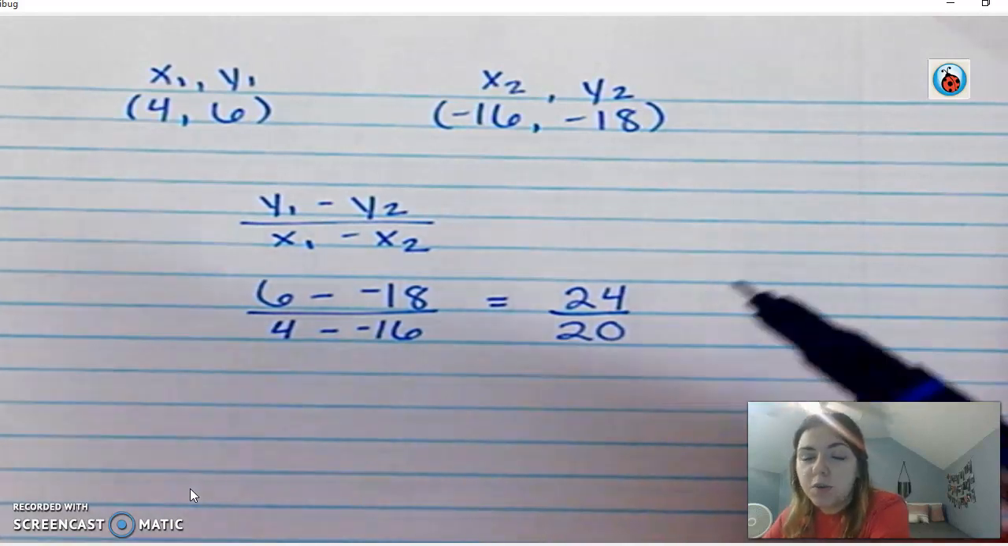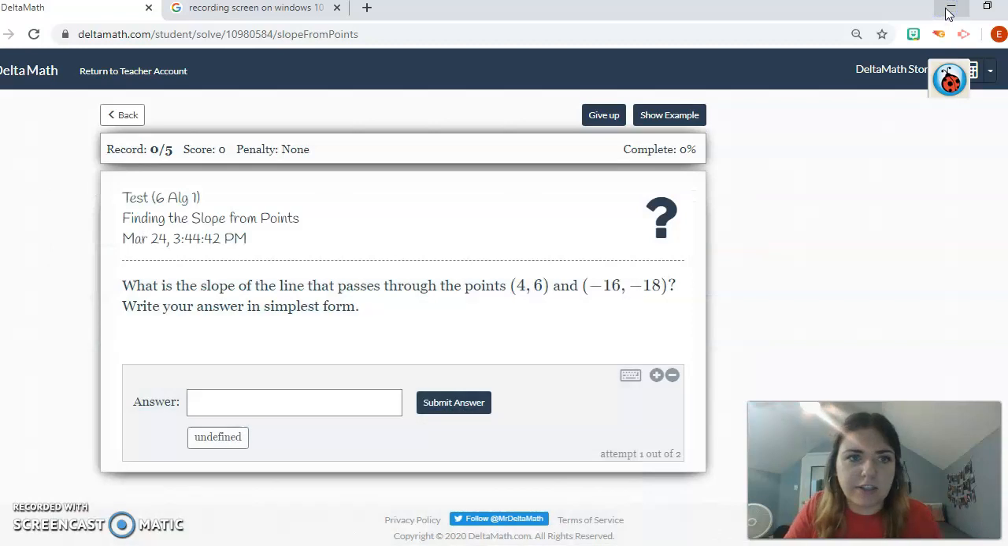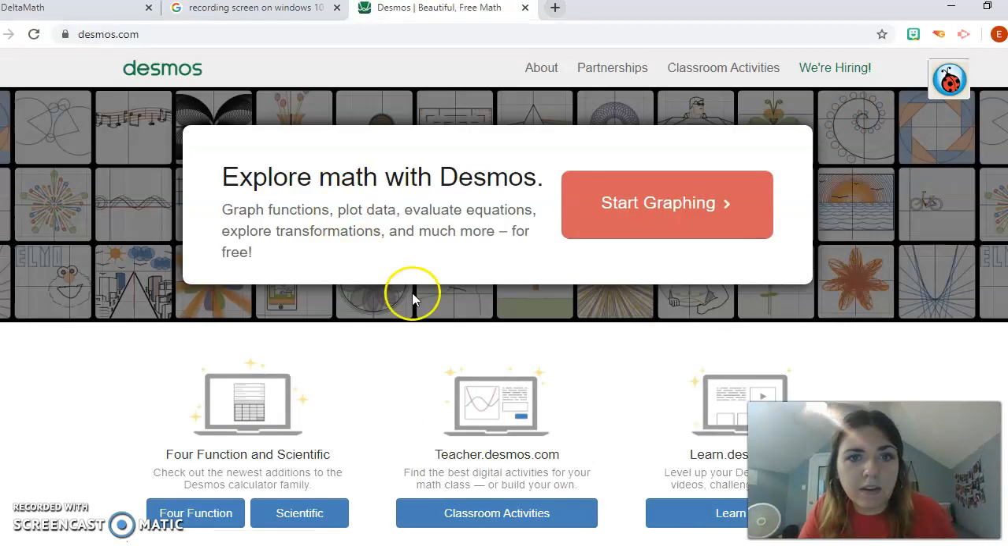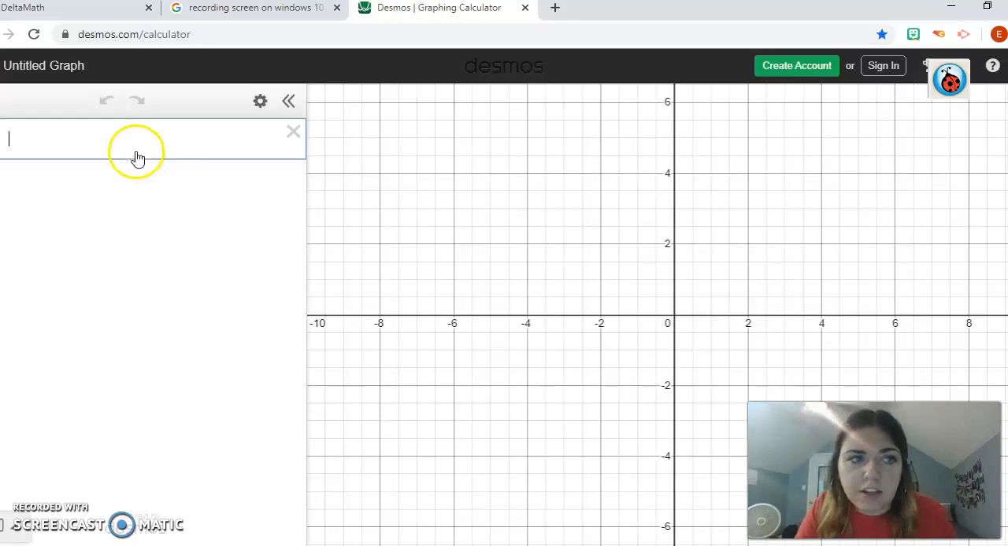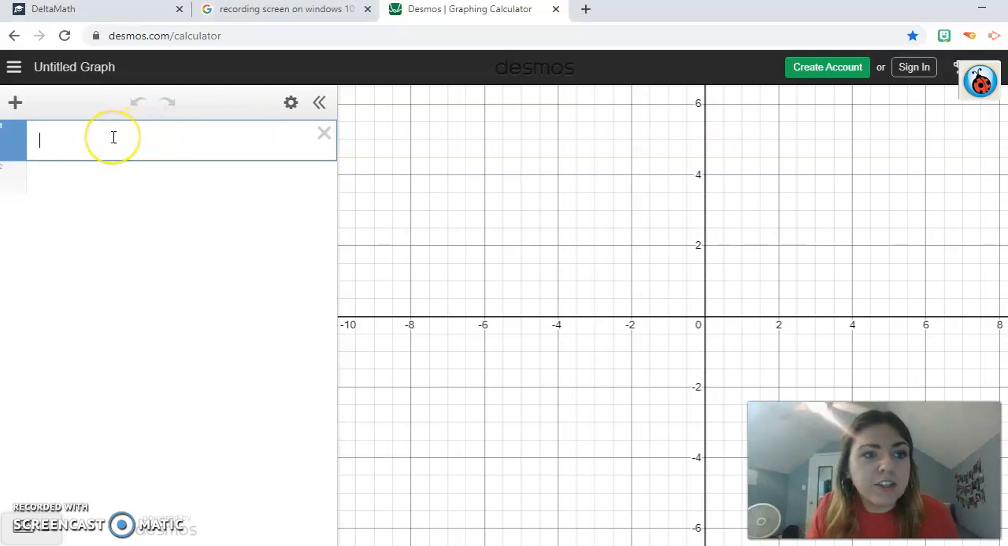The way that you all can check your work, because I feel like that's what a lot of you might miss, is by going, so 24 over 20, right? That's our answer. Well, if we go to our handy dandy Desmos calculator that we used in class, when we get to the screen, you're probably thinking, well, what the heck do I do with that? Well, here's what you can do. Okay, so your answer was 24 over 20.